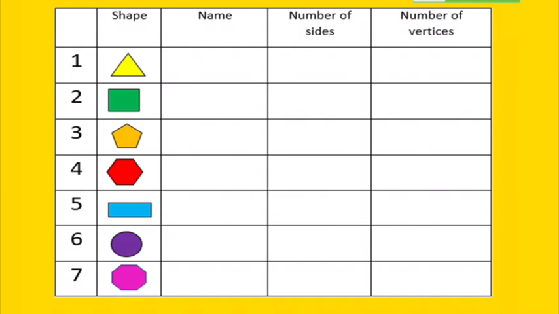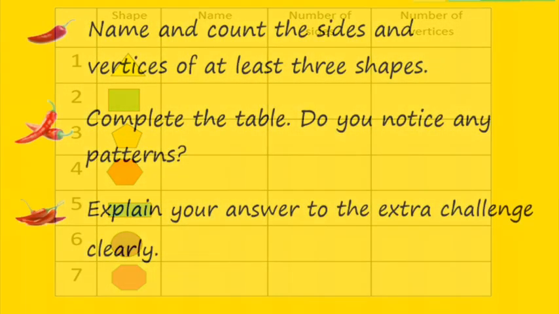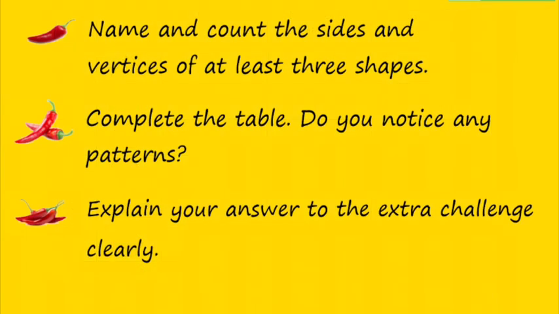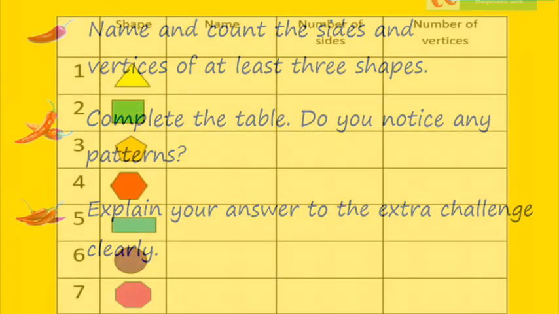Now, before you get started, I'm just going to show you your chili challenges. Chili 1. Name and count the sides and vertices of at least 3 of the shapes. They could be your 3 favourite shapes or the ones you find easiest to count. That is your choice. Chili 2. Complete the whole table. Do you notice any patterns? Maybe you could write them down and tell me. Chili 3. Explain your answer to the extra challenge clearly. Now that challenge will be coming up at the end of the video, so watch out for it.